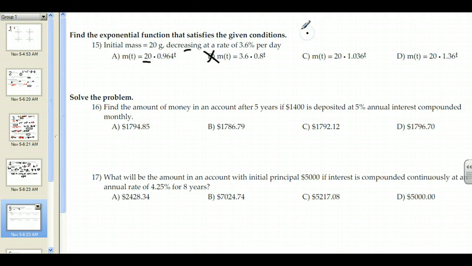So 3.6% is the same thing as 0.036 as a decimal. So we need to multiply by 1 minus 0.036, which is going to be 0.964. Alright, so that's going to be A.